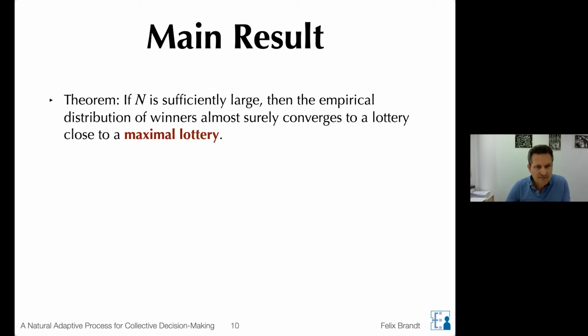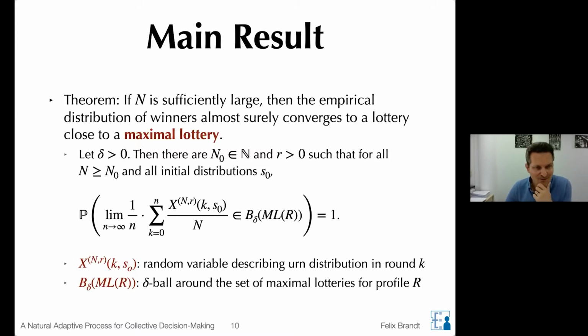Since this is a bit difficult statement to formalize, I also need some formulas. So in contrast to Markus's presentation, I couldn't just do animations and pictures. So there are some formulas in here. Here is the formal specification of the result. Let me walk you through this. We have some delta greater than 0, and that's the distance from a maximal lottery. Then for this fixed delta, there's a lower bound n0 on the number of balls and some mutation rate R, such that for all numbers of balls that exceed, or are at least, n0, and for any initial distribution, the following statement is true.